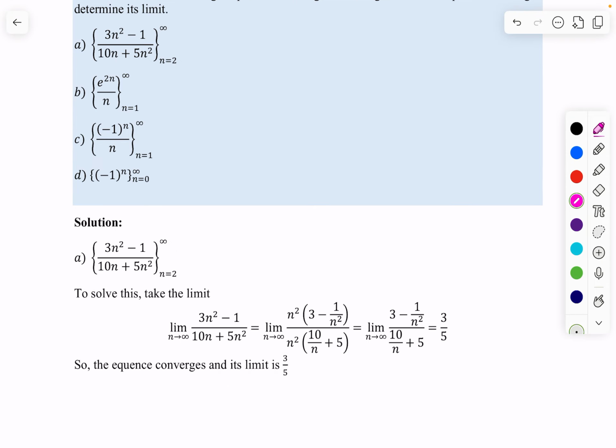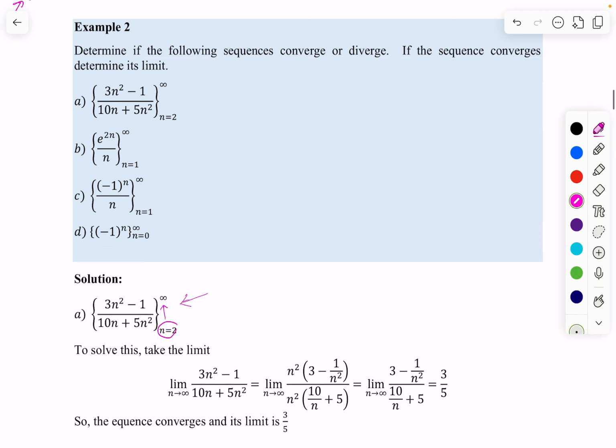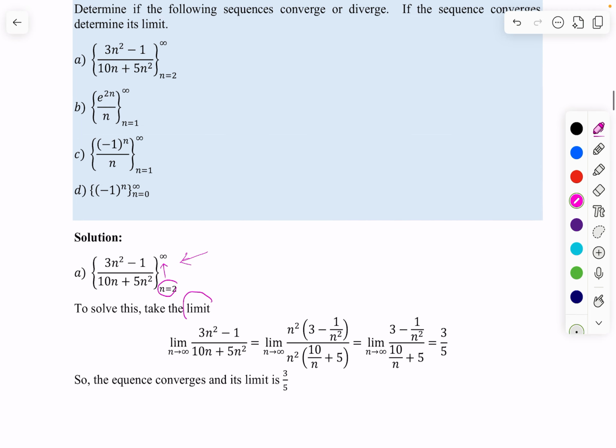Okay, this is actually easy. You need to apply the concept that we have learned from calculus 1. So you have this sequence, (3n square minus 1) divided by (10n plus 5n square), and you need to recognize that n starts from 2 to infinity. To determine whether it converges or diverges, we need to find the limit. So we find the limit for the sequence (3n square minus 1) over (10n plus 5n square).